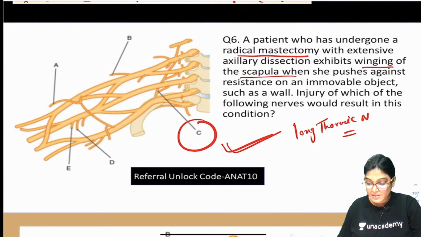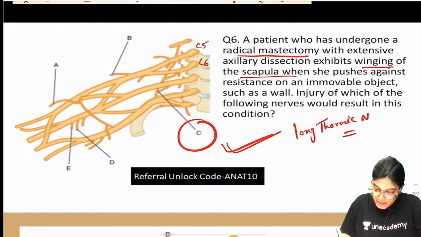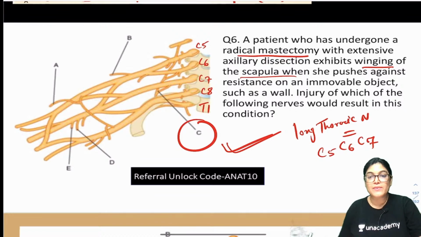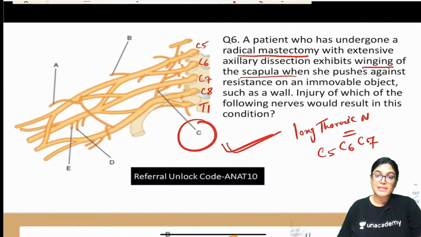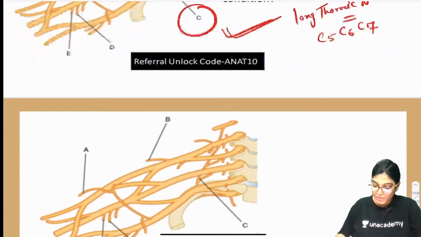So, C is the correct answer because it is a branch of the root of the brachial plexus and we can identify C. Let me tell you about the other nerves. Actually, the long thoracic nerve arises from C5, C6, C7, C8 and T1. So, the long thoracic nerve arises from C5, C6 and C7, the anterior rami of the 5th, 6th and 7th cervical nerves, and C is the long thoracic nerve. Okay. So, let me come to this explanation.